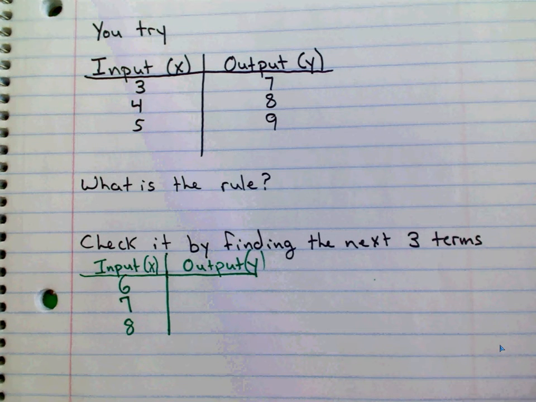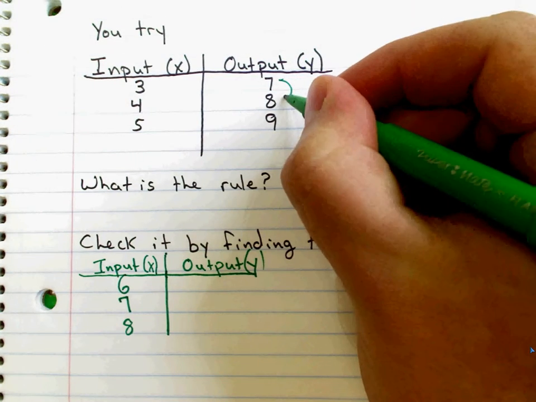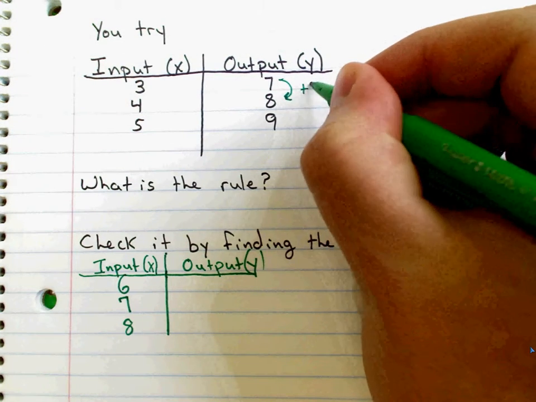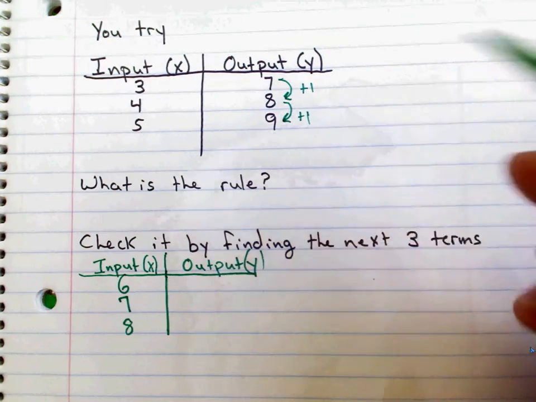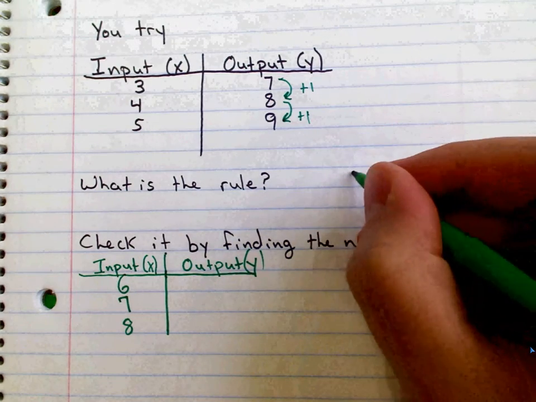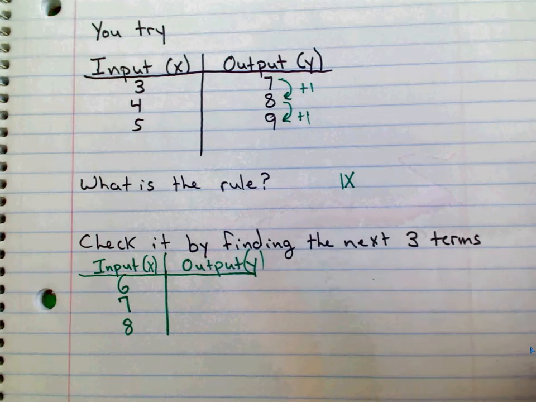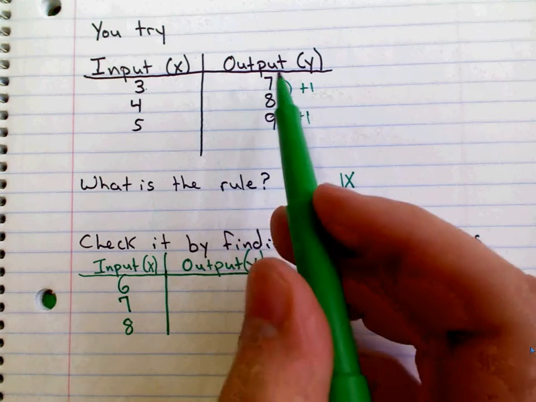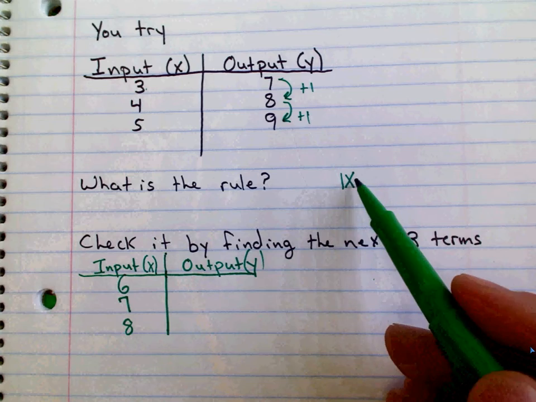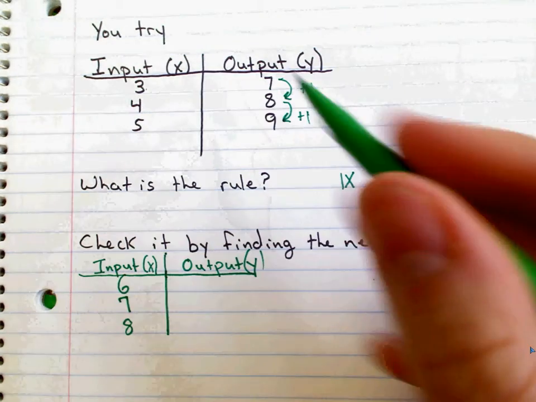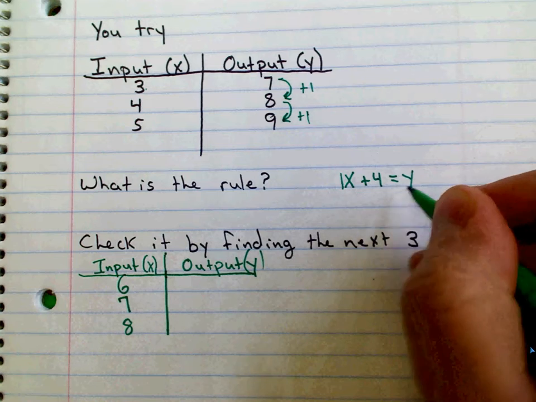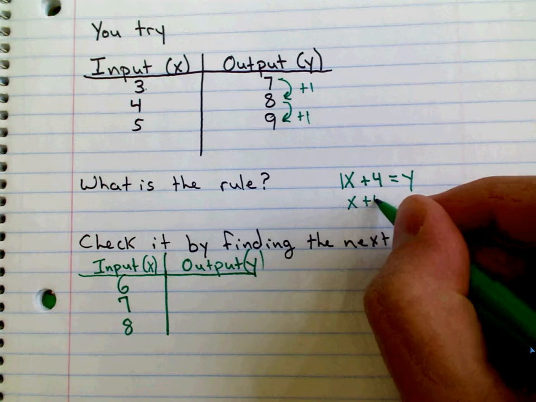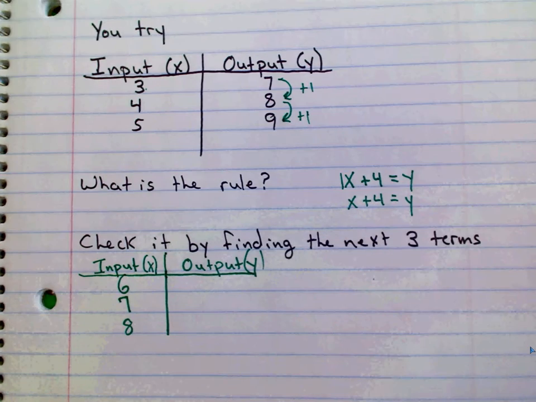All right, there we go. So if we look, we go up by 1 each time. So our rule has to have just one x in it. But how do we get from 3 then to 7? Because 3 times 1 is 3. So we have to add 4 to it. So it's just x plus 4 equals y.